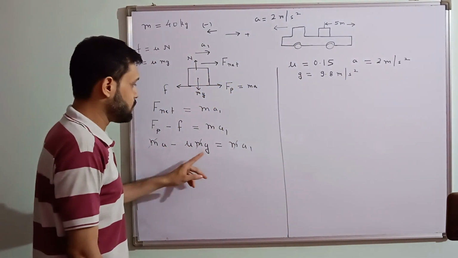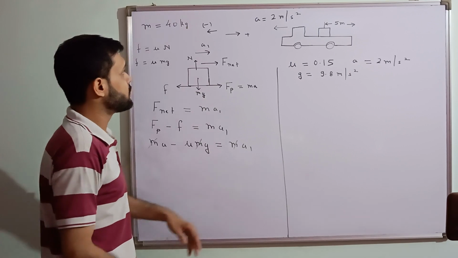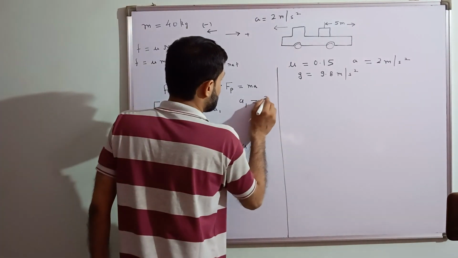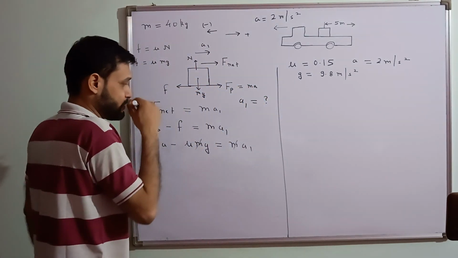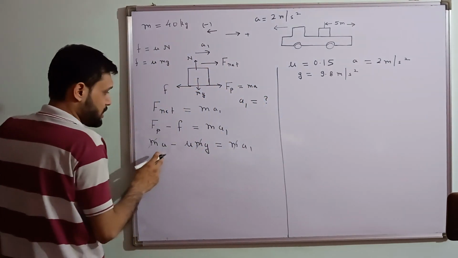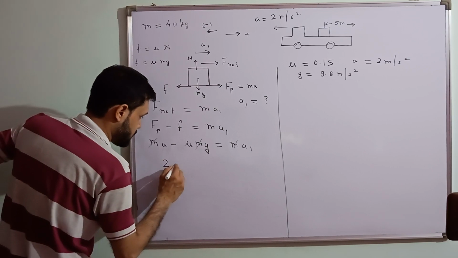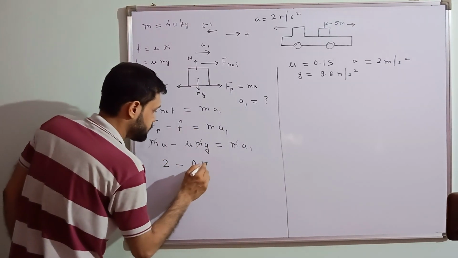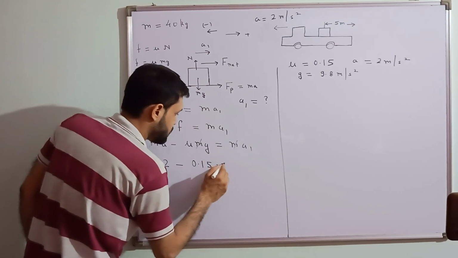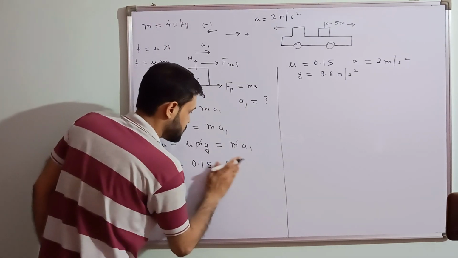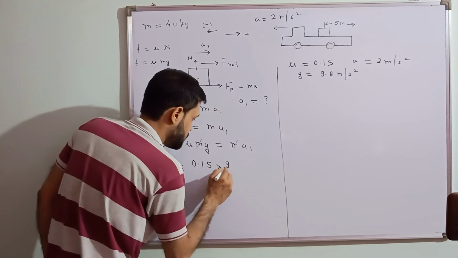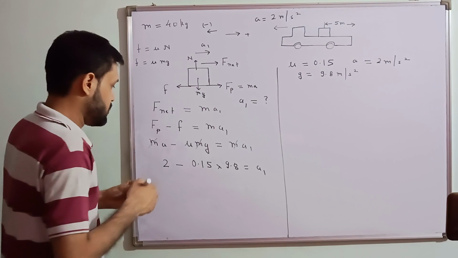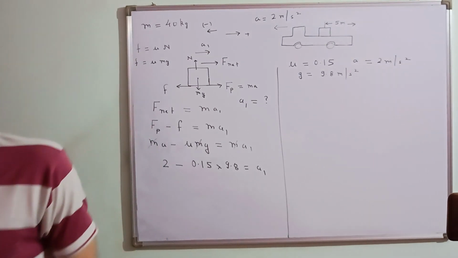We'll put the value of g and mu, and we are going to find the acceleration A1 over here. With this acceleration it is going in the backward direction, isn't it? Now put the value of a, which is 2 over here. Mu is how much? Mu is 0.15 into 9.8. So what ultimately are we getting? 2 minus 0.15 into 9.8.